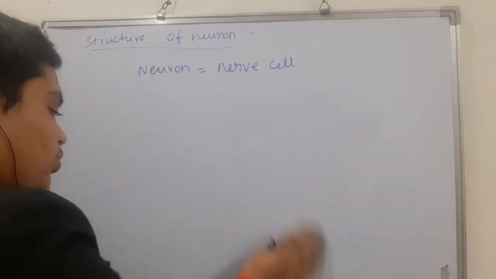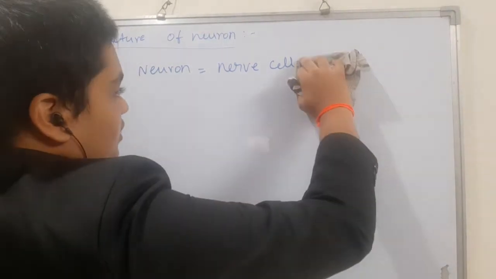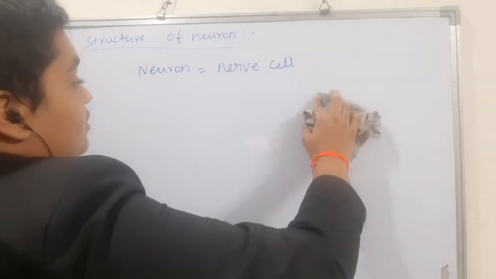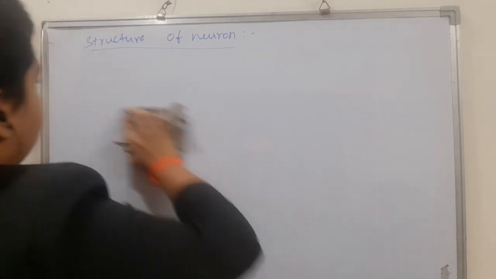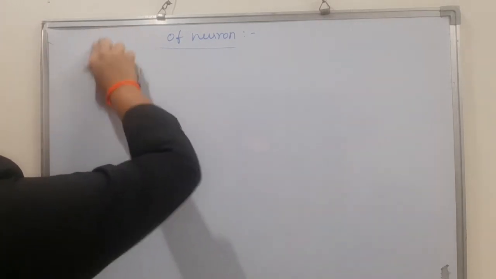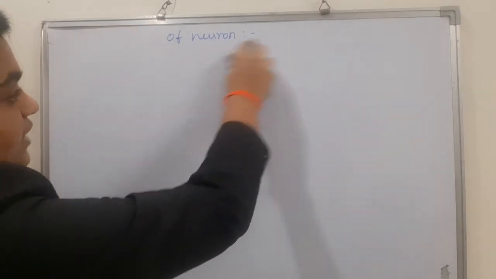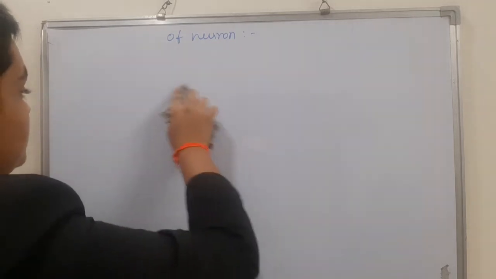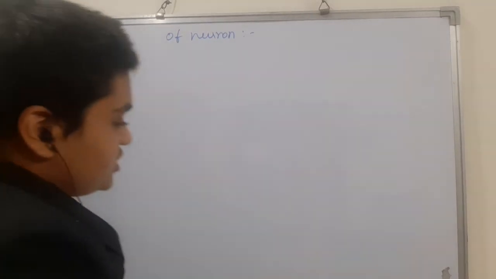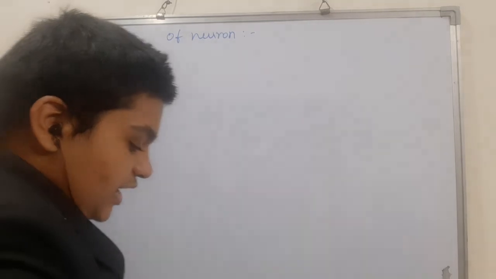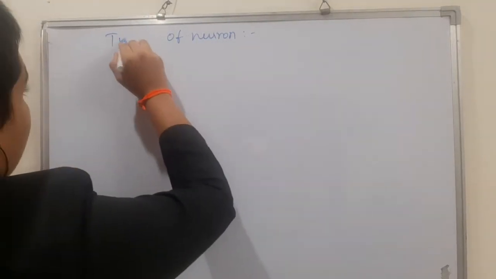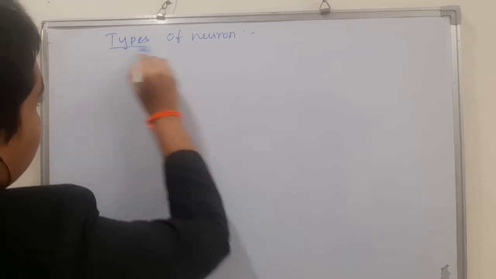Those are your nodes of Ranvier, axon terminals, axoplasm, myelin sheath, Schwann cells. Those all are the side terminology which we have to remember. Now we will be seeing the types of neurons.